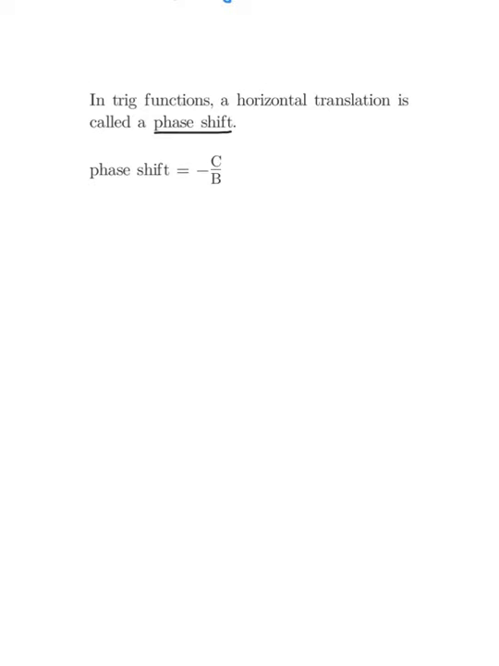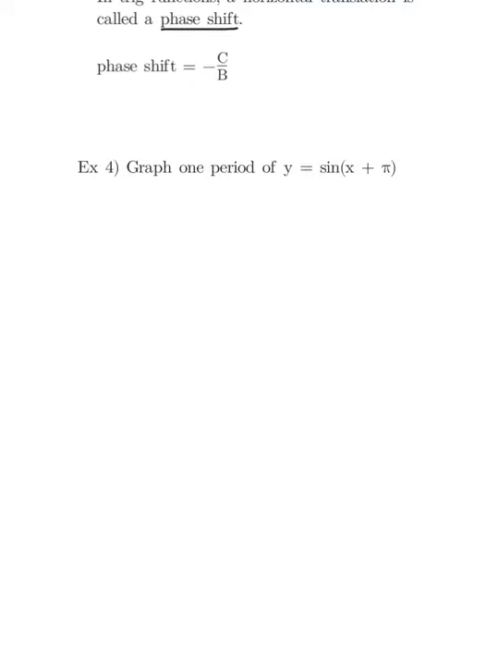In trig functions, a horizontal translation, a horizontal move, is called a phase shift. To find phase shift for your trig functions, you will do the opposite of c divided by b. Our first example involving a phase shift is to graph the function y equals the sine of the quantity x plus pi.